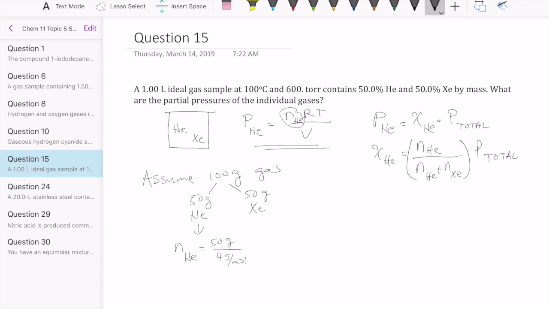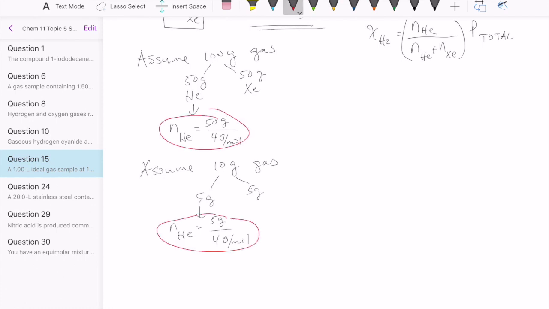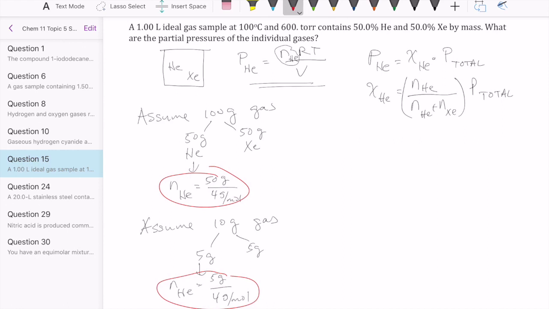The problem with this approach is that if I were to assume a different quantity of gas, 10 grams of gas instead, now instead of 50 and 50 I have 5 and 5, and that means the number of moles would be 5 grams over the molar mass, which is a different number. It's actually, as you can see, 10 times smaller than the previous assumption, right? So the number of moles will not be the same in these two assumptions. And if the number of moles is not the same, that means that if you plug it into this equation right here, you're going to get partial pressure values that change based on your assumption, okay?